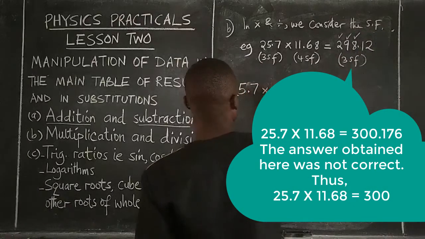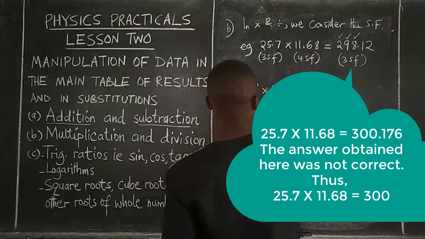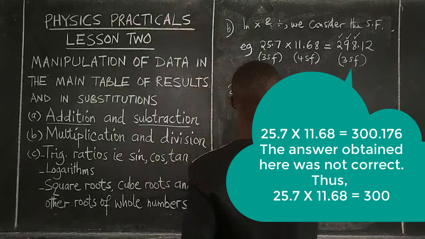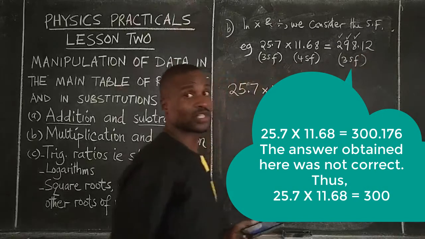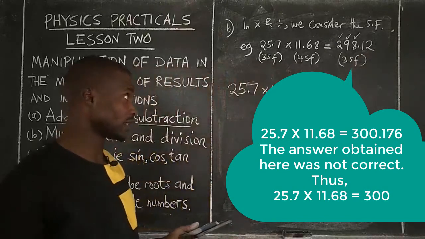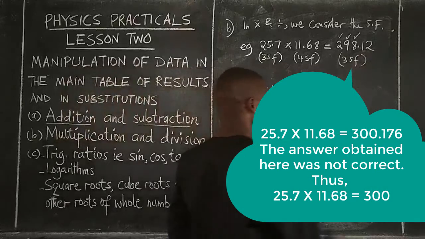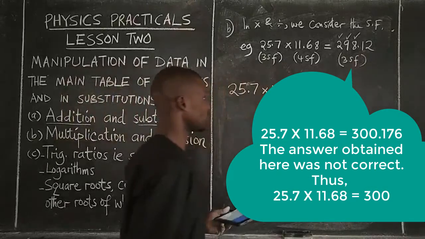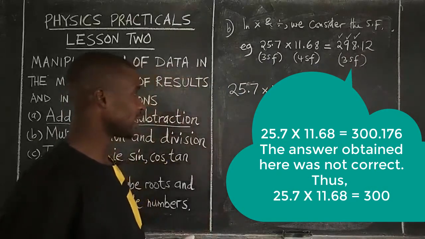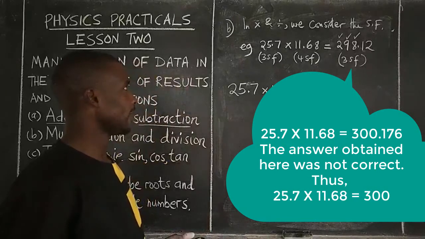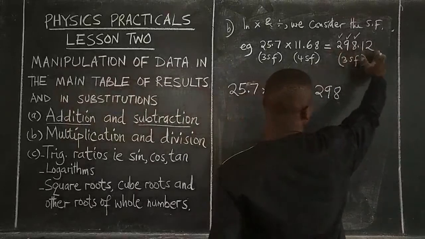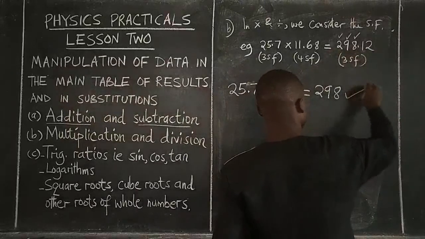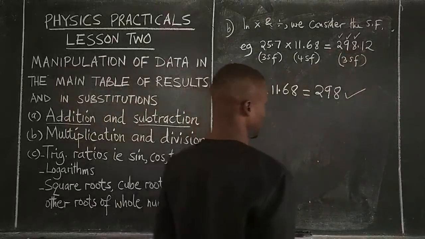So the right answer is supposed to be 25.7 times 11.68 equals 298. The next value is a 1, which is less than 5. So we just round off, you know how to round off, I hope. So you write 298. People usually get challenges. Please, you're not supposed to first show this. Just write it straight, like that, and you'll get your tick.